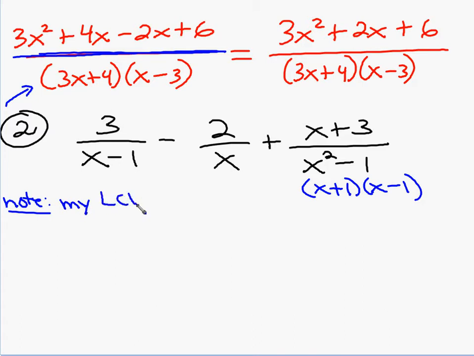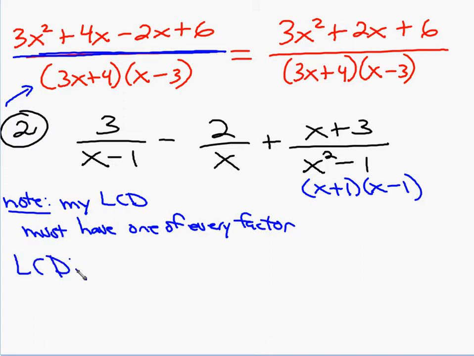My LCD must have 1 of every factor. Okay? My least common denominator must have 1 of each. So, let's look at the factors that we have. When I come up with my least common denominator, don't I have an x minus 1?